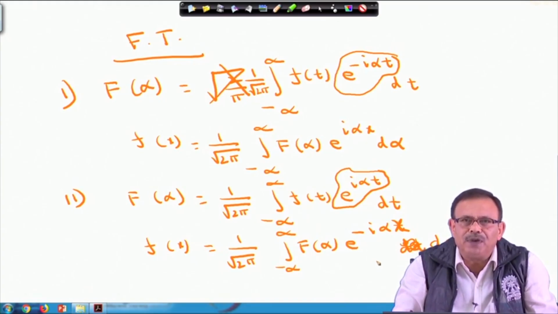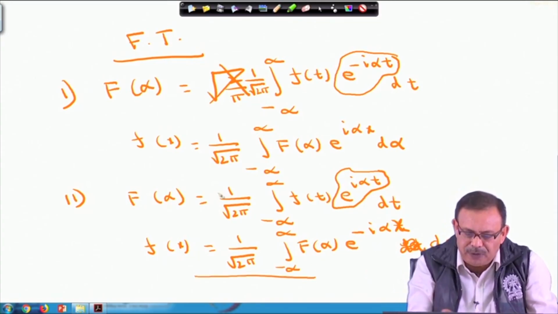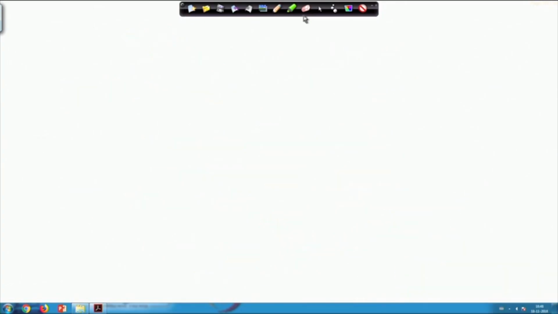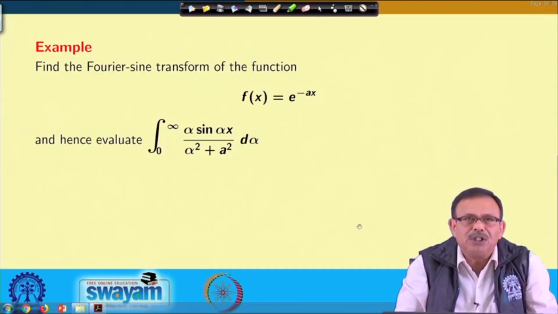I know the function f(x), I can find out the Fourier transform or Fourier cosine transform or Fourier sine transform. And similarly, if I have the knowledge of the Fourier transform, Fourier cosine transform or Fourier sine transform, I can find out the corresponding function whose transform this is, using this inverse integral. Now, let us solve certain problems using these transforms.